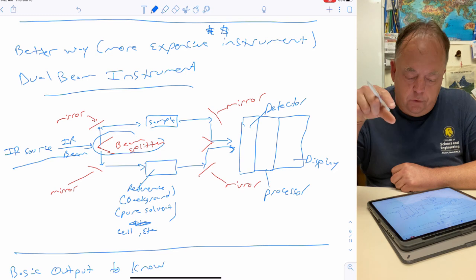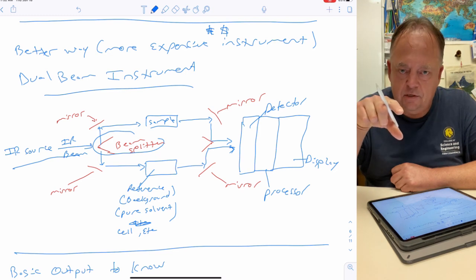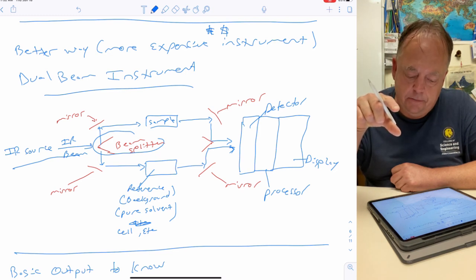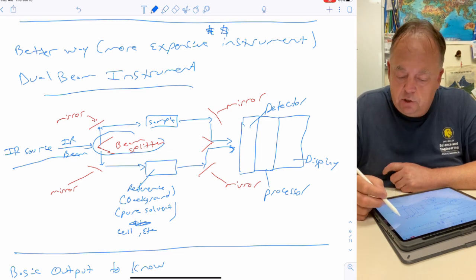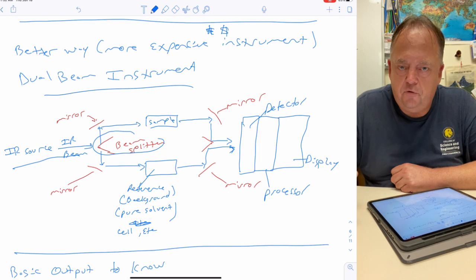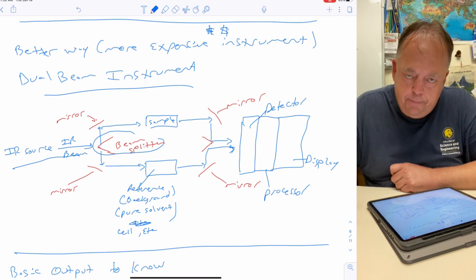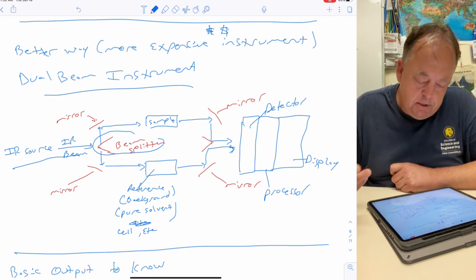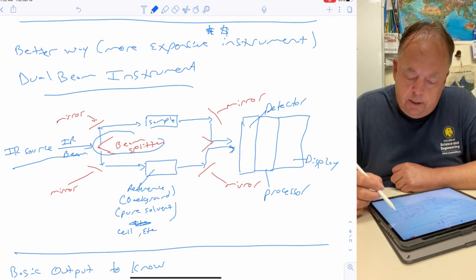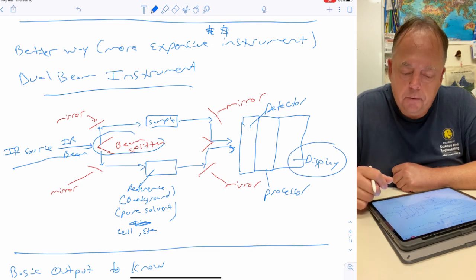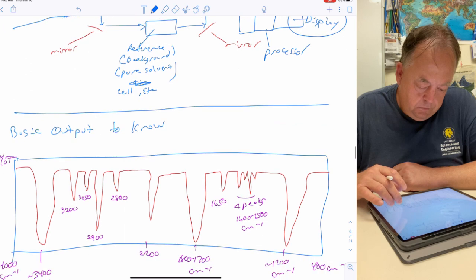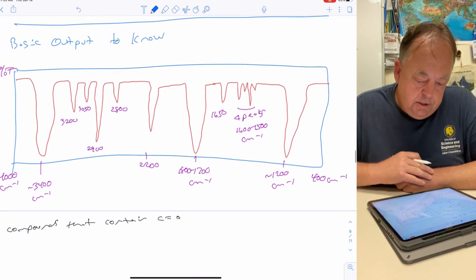So then you can record your sample and your reference IR spectrum at the exact same time, and then send those to the detector, and then the software can subtract out the signals for your reference, for the air and the solvent, if you're using a solvent. It can subtract those peaks out, and the peaks left displayed would just be the peaks due to your sample. Okay, so this is basically what you need to know in an IR spectrum.